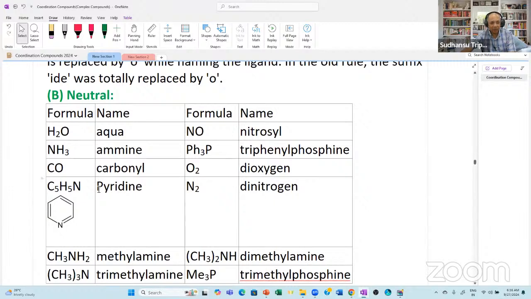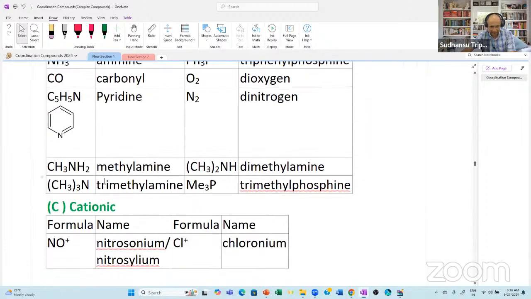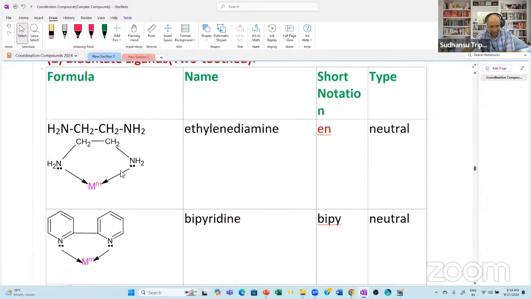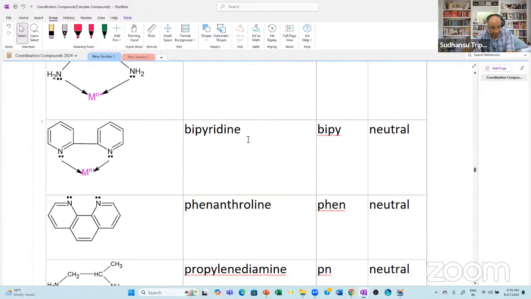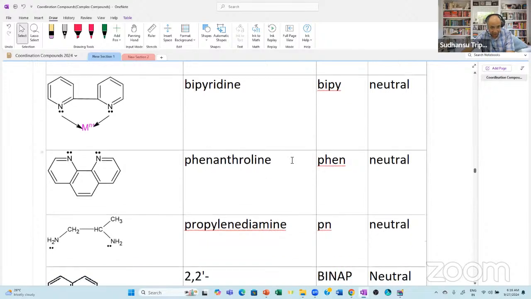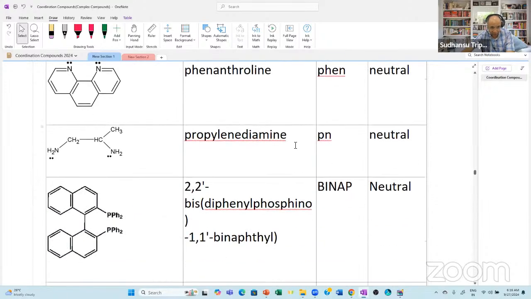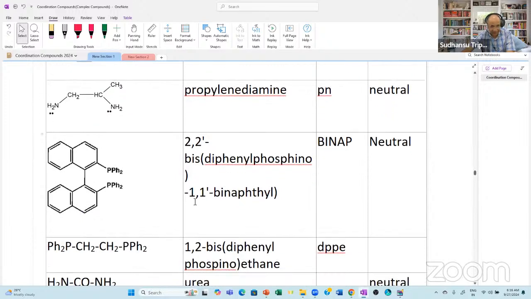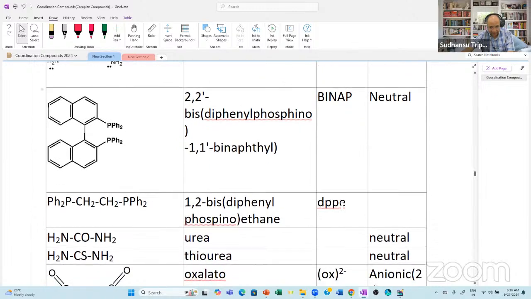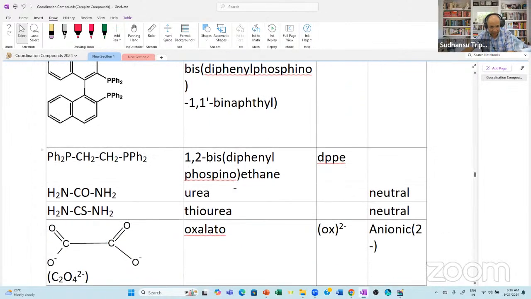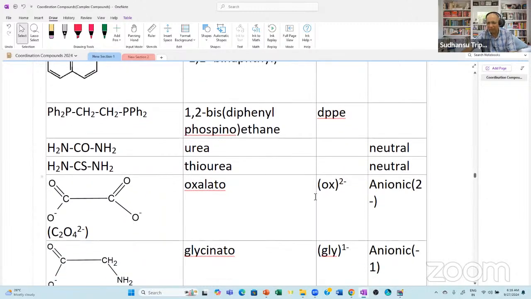And then in the neutral type, we have dioxygen, dinitrogen, triphenyl phosphine, you write down, nitrosyl we have done, pyridine, then methylamine, dimethylamine, trimethylamine, trimethyl phosphine, and this we have done. Bidentate: ethylene diamine, dipyridine, this is called bipyridine. This is phenanthroline, phen, neutral. This is propylene diamine, PN, neutral. This is a little bit hi-fi, 2 dash bis diphenyl phosphino 1 dash binaphthyl, BINAP. This is DPPE, 1,2-bis diphenyl phosphinoethane. These are all unusual, not very much in use.